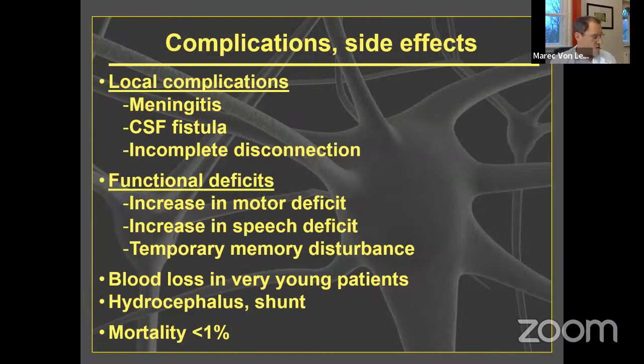So what can we expect from the complication point of view? We have sometimes some kind of meningitis, usually aseptic, but the children might have high fever and some meningitis signs. With the disturbance of CSF flow, when you open up the ventricle, you might have a CSF fistula, and you need some kind of drainage, like an external drainage or a shunt in the later follow-up.